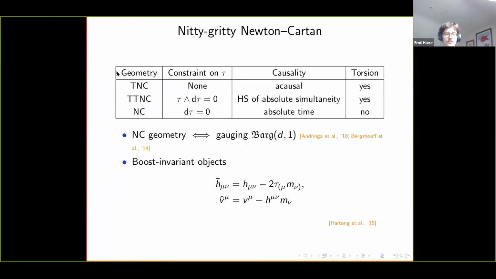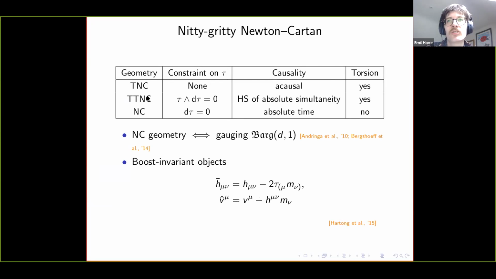More specifically, depending on the properties of the clock form, we can classify different notions of Newton-Cartan geometry. The most general notion is the torsional Newton-Cartan, where there are no constraints on the clock form. This turns out, however, to be acausal, so it is not particularly physically relevant.